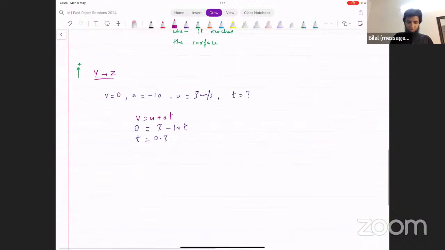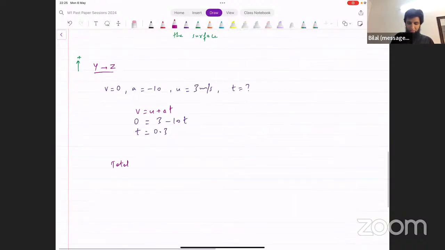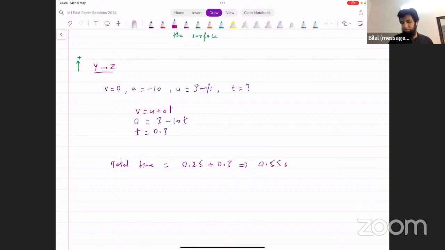And that gives you the total time of the journey. What's the total time taken in this journey? 0.25 while it was inside the container, and then 0.3 more in the air, that is 0.55 seconds. That's the result that we get from this.